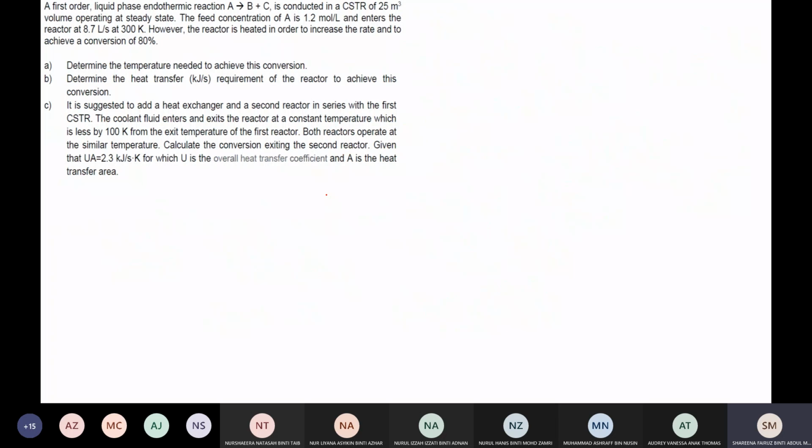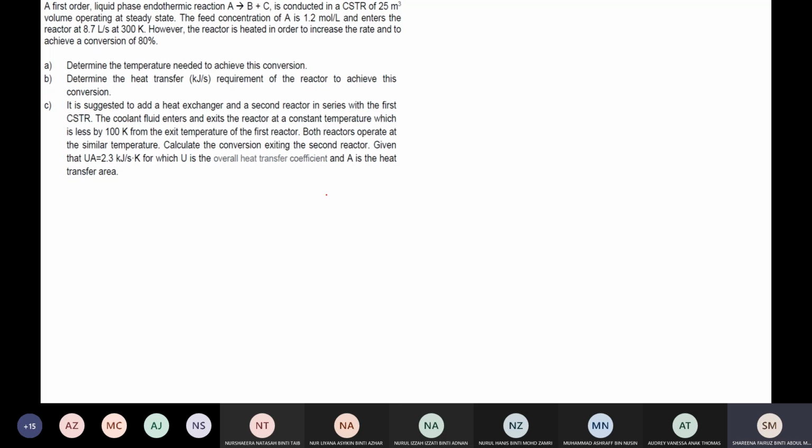Actually, I'm not sure whether in the recorded guideline I provided the missing information like T reference, T naught, Cp_A, Cp_B, Cp_C, and delta H_RX. Did I provide that data to you? Because I think I forgot to attach it.